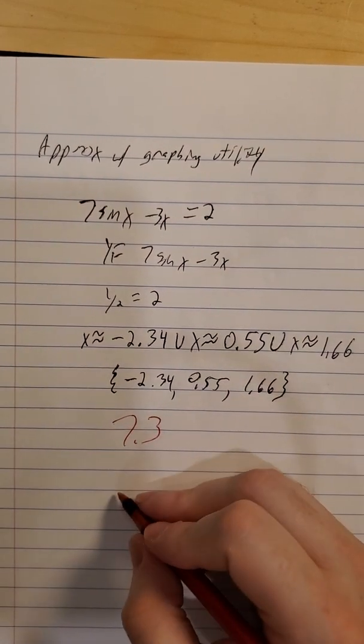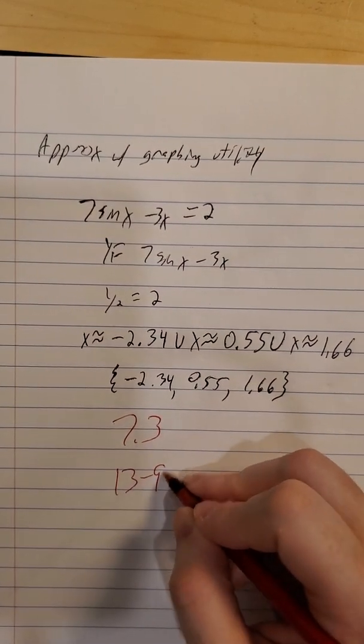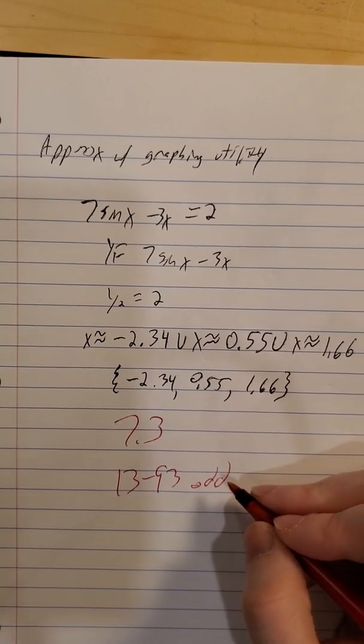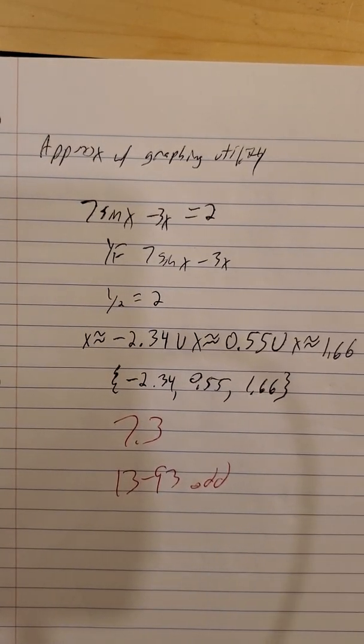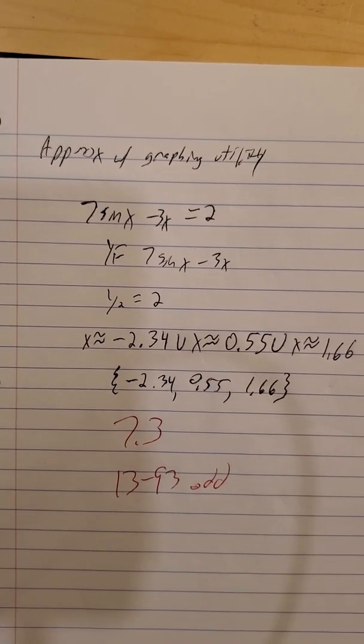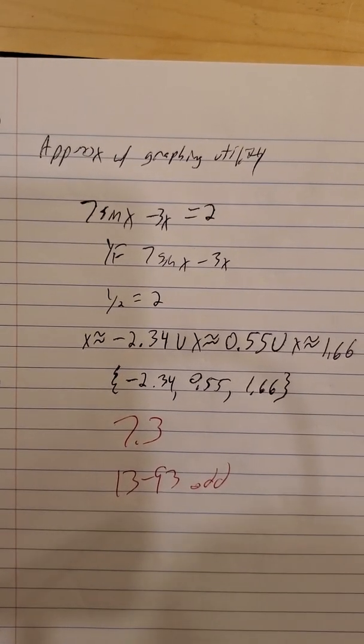All right, so in 7.3, you're going to try out 13 to 93, the odds, and I'll find a rough equivalent in MyMathLab as well for those of you that are doing that option.